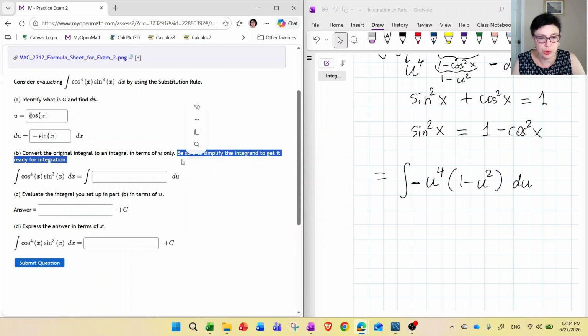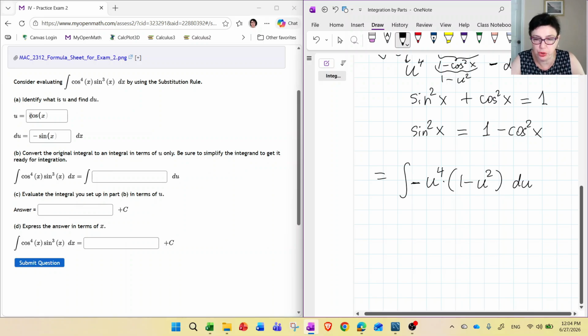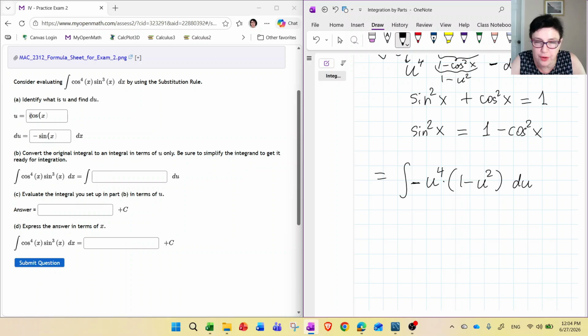Notice how they say be sure to simplify the integral so that it's ready. Why is it not ready? Because right now it's a product: u to the 4th and 1 minus u squared. You can never integrate a product as the product of the integral of each factor. It does not work. So what do we do? You have to distribute. So you're going to get negative u to the 4th. Then the 2 minuses will give you a plus, and according to the rules of exponents, 4 and 2 will be added. It's like you multiply it 4 times and another 2 times, so the total is 6 times.